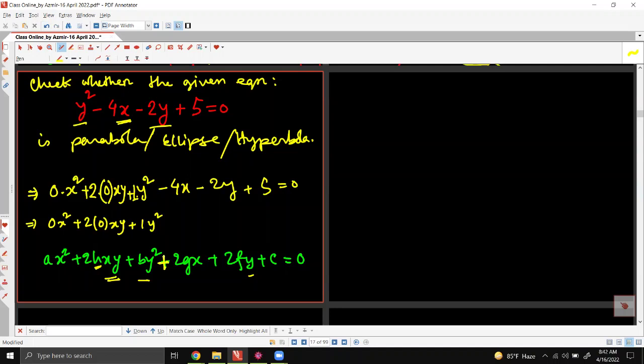Have a look at the general form, we have plus 2gx. So now to balance this and this, what we have to multiply? We have to multiply minus 2. So 2gx, the value of g is minus 2. Similarly, have a look at the general equation of second degree. We have plus 2fy. Now to balance this and the previous one, we have to multiply minus 1. So 2 times minus 1 is minus 2. So minus 2y, that is enough. Now there is a constant. So plus 5 equals 0.